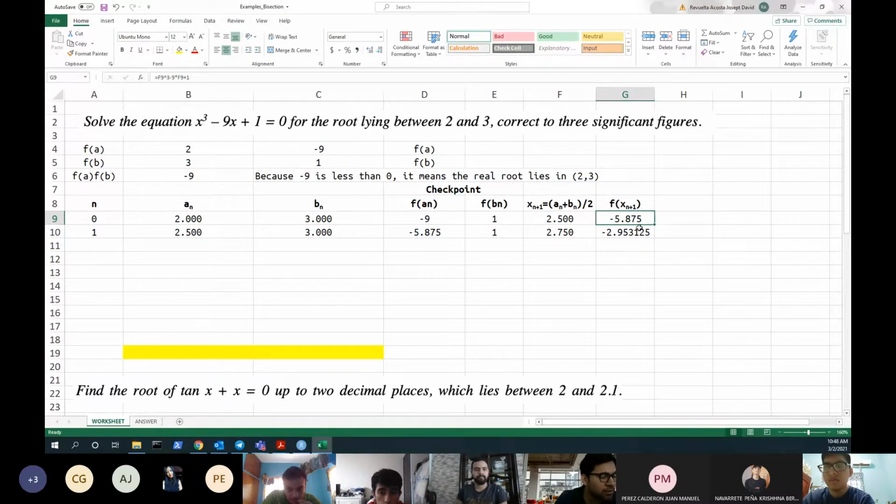Is this value 0? No, it's not 0. So it means this is not the root.